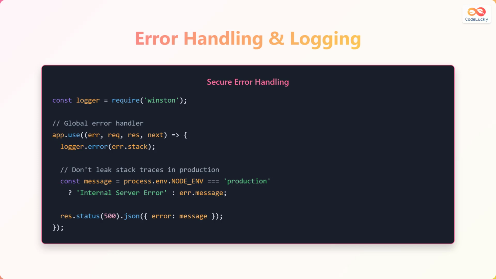In production, avoid leaking sensitive information by providing a generic error message to the client. Customize the error message based on the environment. Finally, send a 500 internal server error status with the error message as a JSON response.